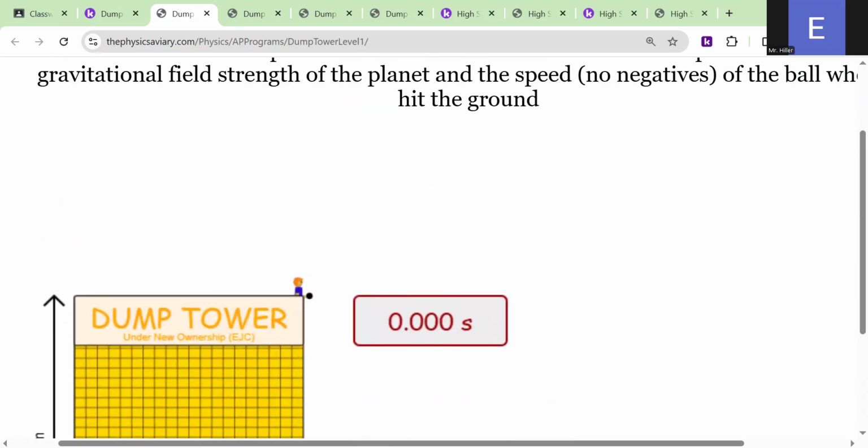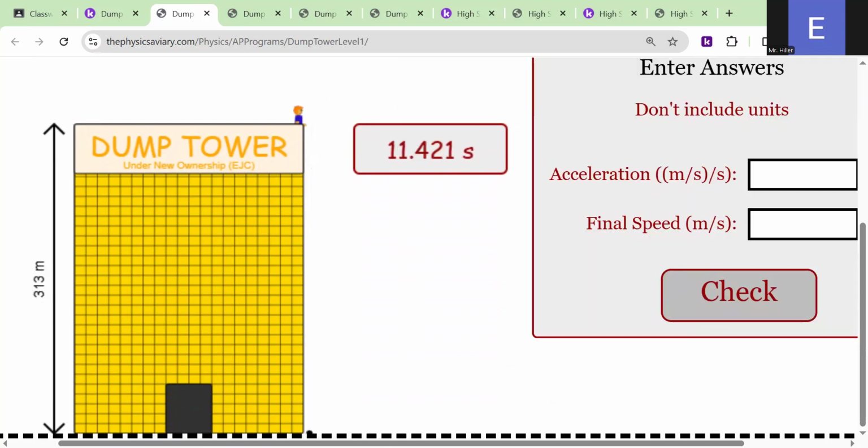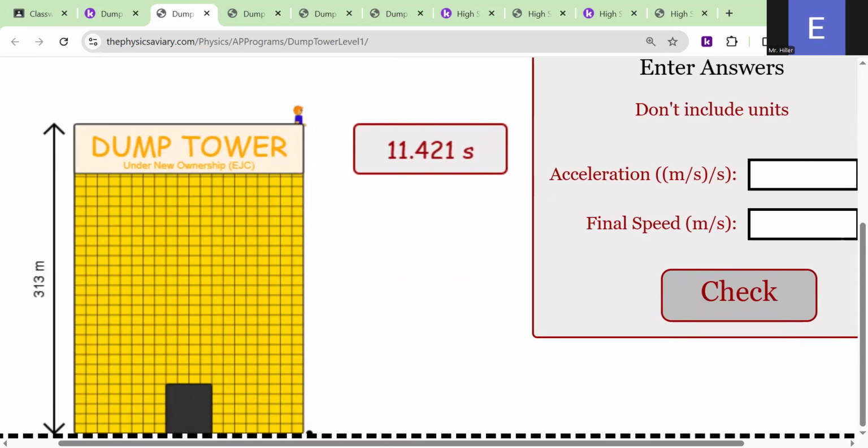All right, here we go. So let's press on the ball. We're going to let it fall, and we're going to take some data. Now, the first thing I notice is that the ball is dropped, which means it starts from rest. Okay, so let's put in our data. We know the displacement is negative. In my case, it's negative 313 meters because that's the height of the building.